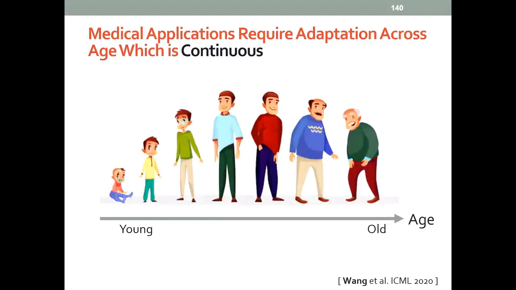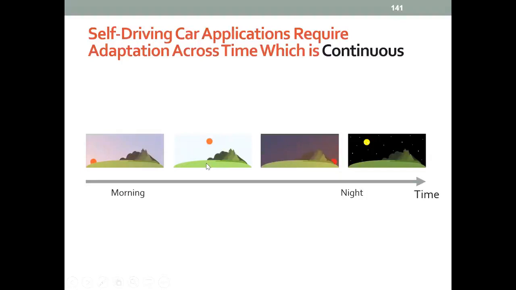For example, in medical applications, one may usually want to adapt the models across patients of different ages. Here, patients of different ages can be one domain. And here, age is actually a continuous concept. Another example would be a self-driving car, where we want to adapt models to the environment, which is continuously changing over time. And here, time is a continuous index, and that actually contains a lot of information, right? Traffic conditions, lighting conditions. So it might be good if we can adapt continuously across time.